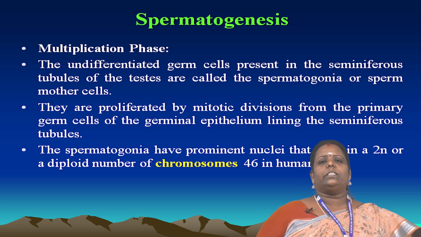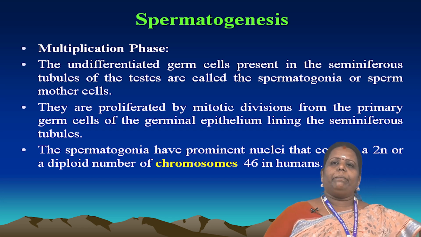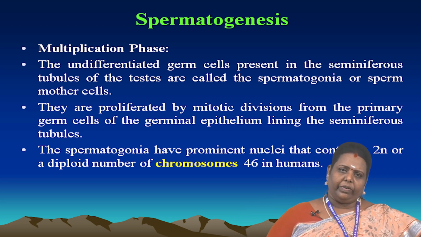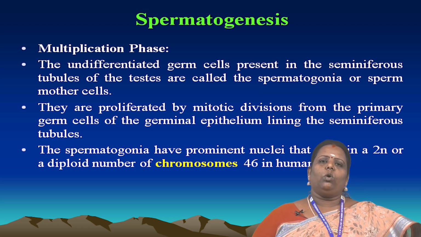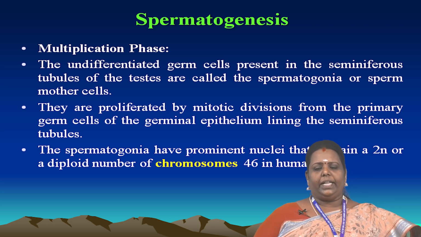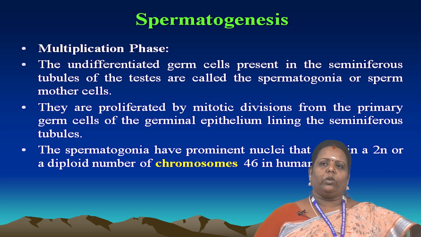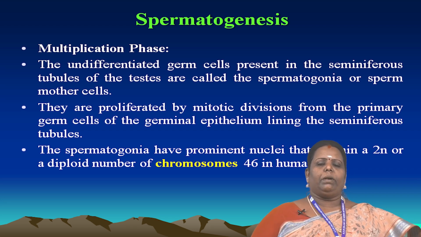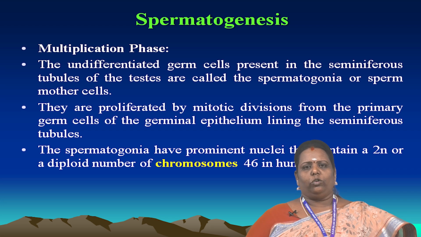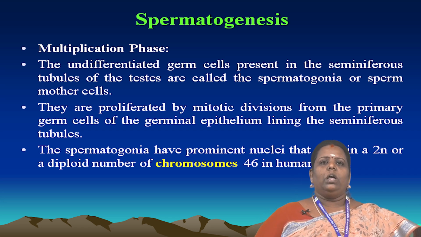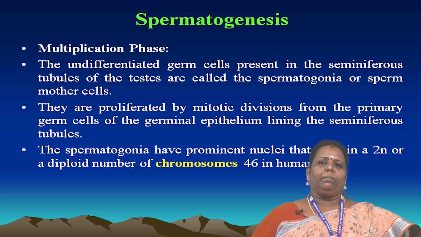During mitotic division, the cells divide. These are the primary germ cells in the germinal epithelium, the lining of the seminiferous tubules. The spermatogonia have prominent nuclei containing a 2n or diploid number of chromosomes. In human beings there are 23 pairs of chromosomes, 46 chromosomes in total. All this occurs in the multiplication phase.